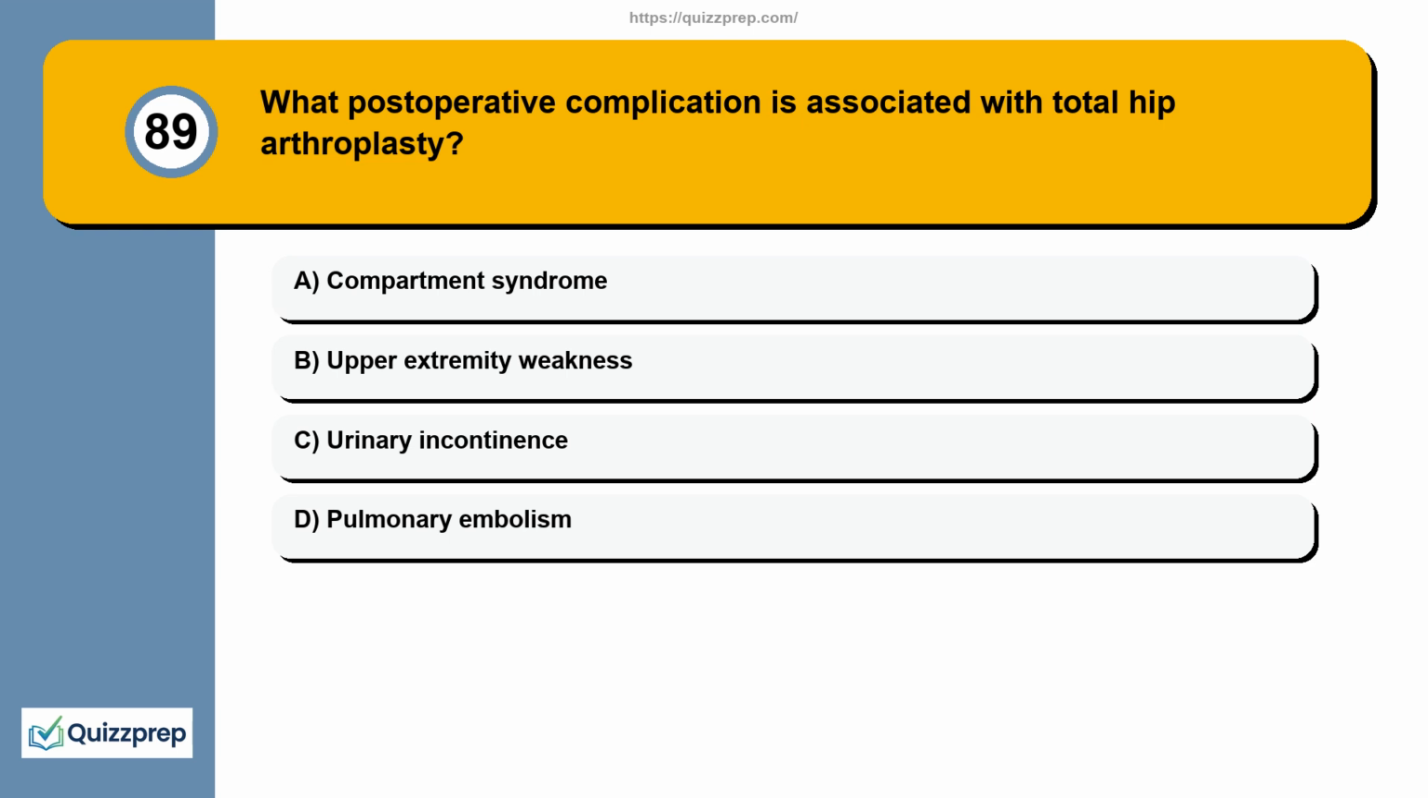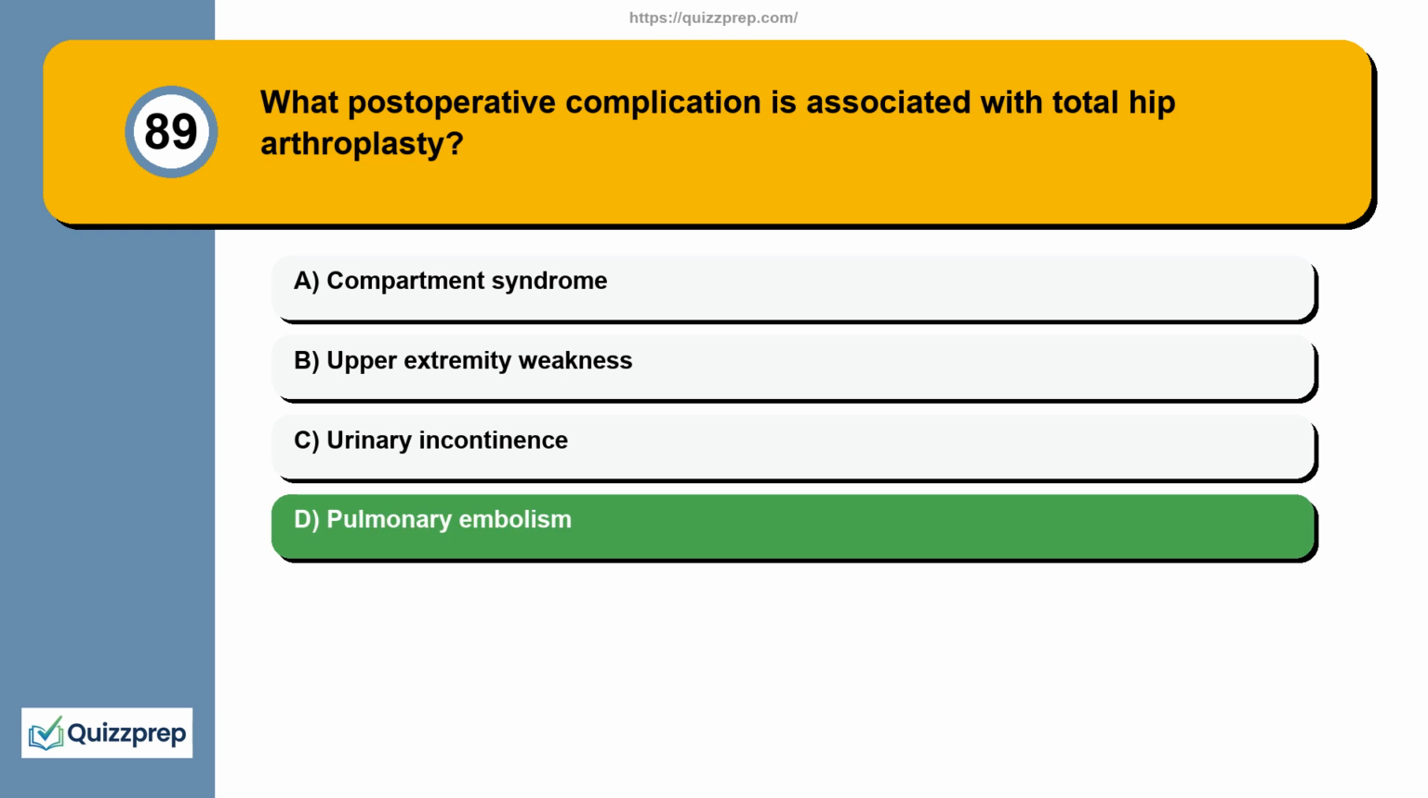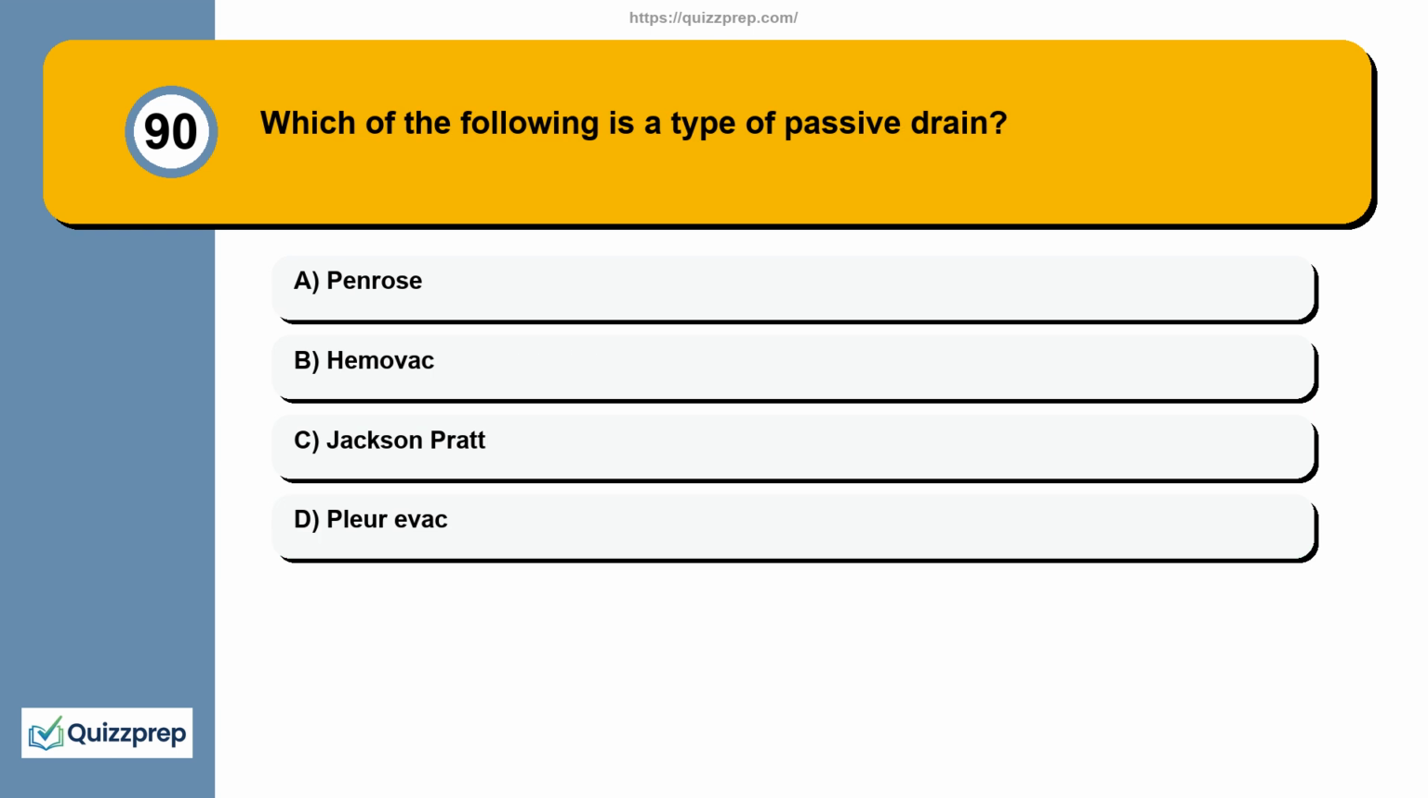Option A, compartment syndrome. Option B, upper extremity weakness. Option C, urinary incontinence. Option D, pulmonary embolism. The correct answer is option D, pulmonary embolism. Question 90. Which of the following is a type of passive drain?